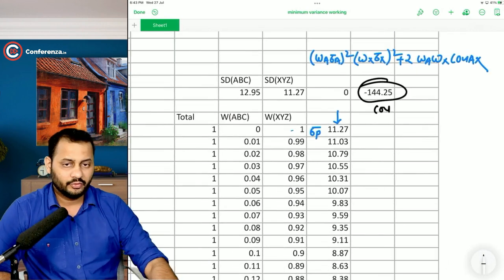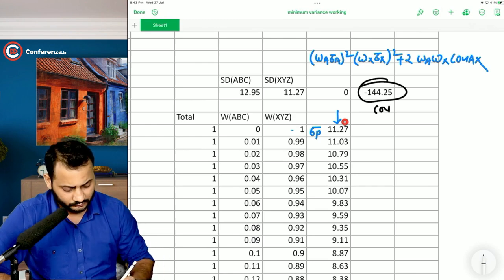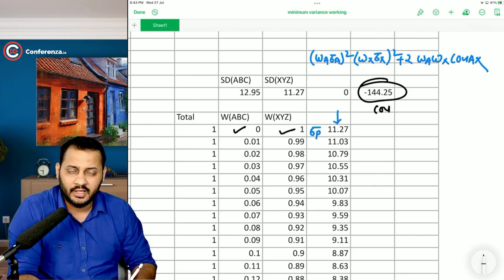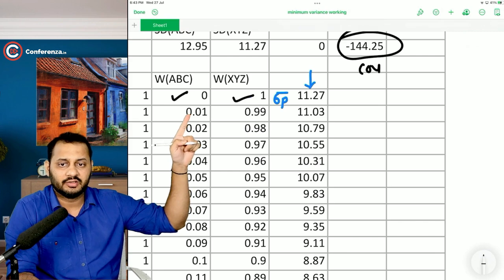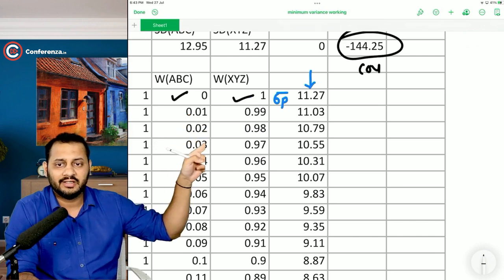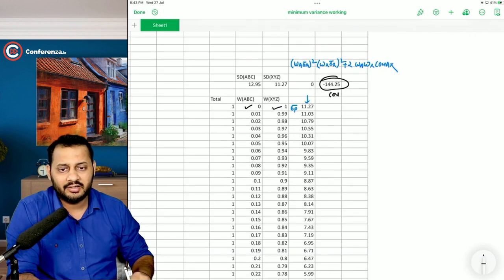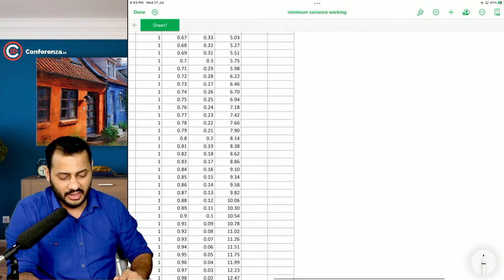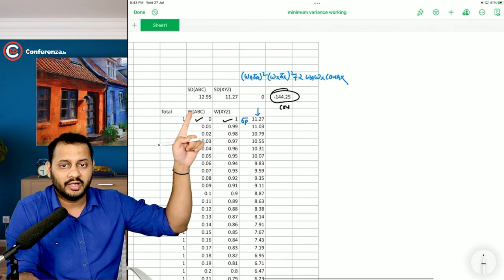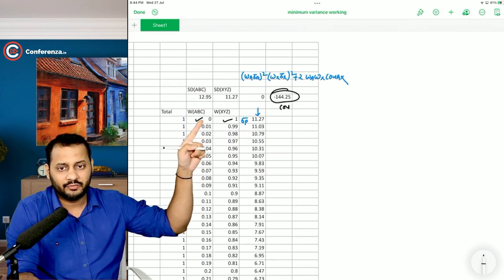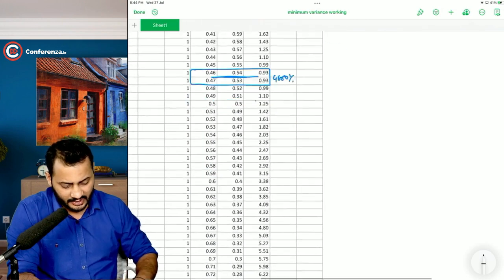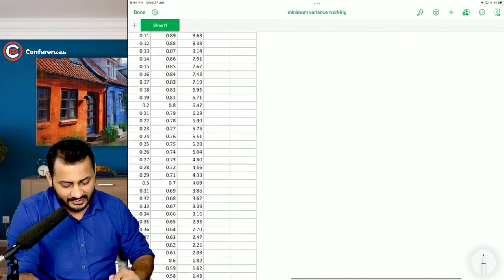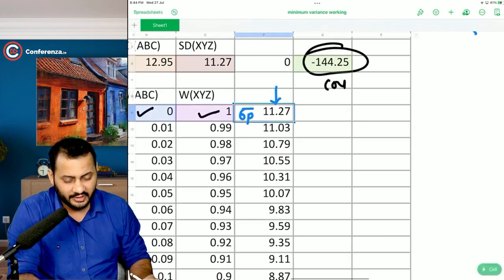Now what I did is, for ABC I took 0, and then for XYZ, I took 1. And I kept on increasing the weights. See, 1%, 99%, 2%, 98%, 3%, 97%. So I tried and tested 100 different possibilities here, starting from 0% in ABC to 100% in ABC. So it was 0% in ABC, 100% in XYZ, and at the end you will see 100% in ABC and 0% in XYZ. And in the last column, I calculated the portfolio standard deviation.